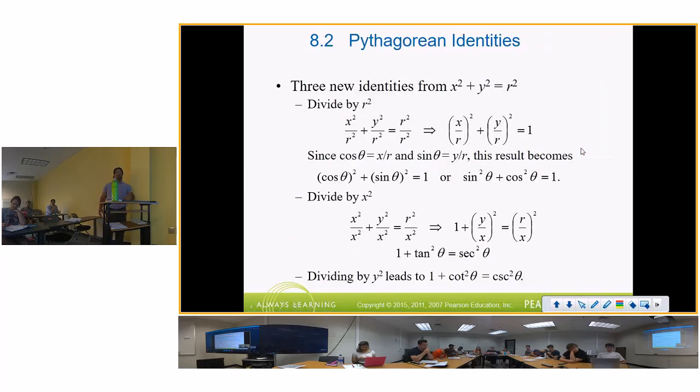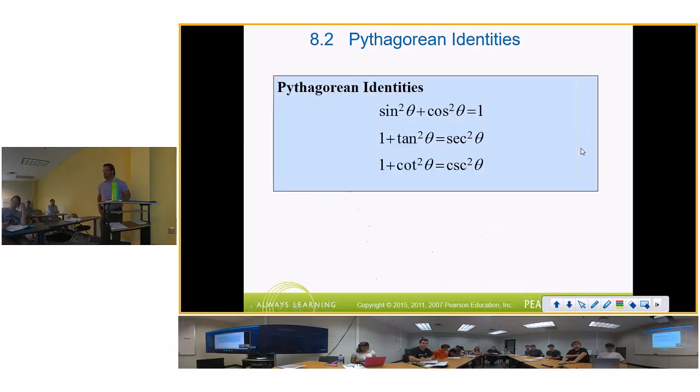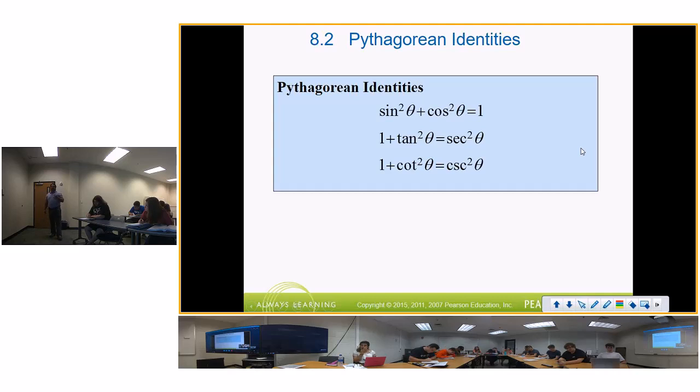Three new identities, from what is that? The Pythagorean theorem. Okay? They're basically leading up to the Pythagorean identities. Write down the Pythagorean identities right there. Sine squared plus cosine squared is equal to 1. The number 2 that you need to memorize. I usually don't tell you if you have to memorize something, but here you need to memorize. That's the second box that you need to memorize. First one is the reciprocal identities. The second one is the Pythagorean identities.